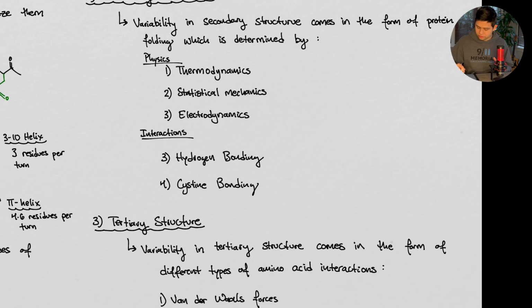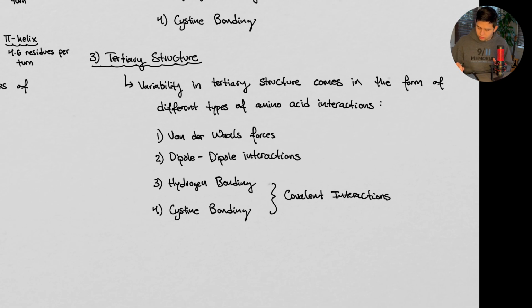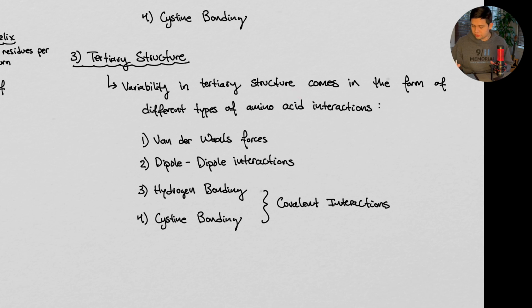Now we get to tertiary structure. Variability in tertiary structure comes in the form of different types of amino acid interactions. So we talked about hydrogen bonds and cysteine bonds. Cysteine bonds are covalent, hydrogen bonds are not. But we can also talk about van der Waals forces, right? Van der Waals forces are one of the weaker types of forces that attract molecules together, but they're still there nonetheless.